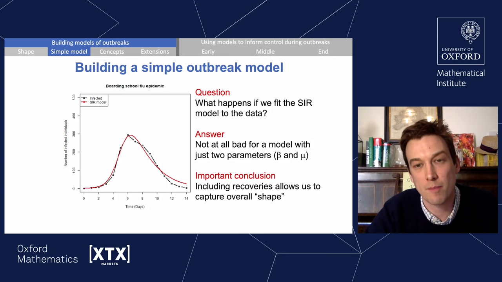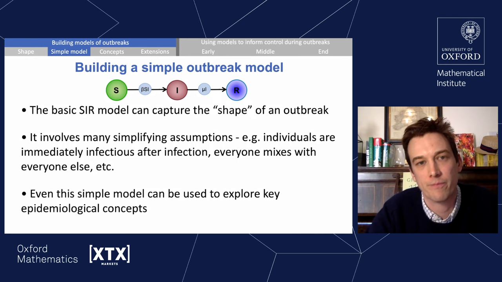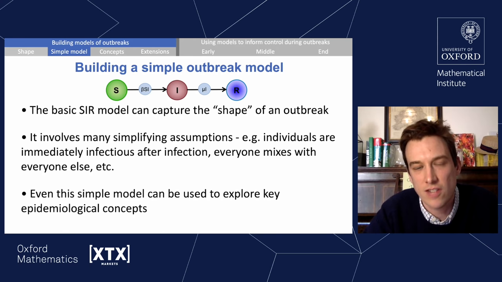So the important conclusion is that by refining this model, we started with one model, we refined it twice, and eventually we included recoveries, and that allowed us to capture the overall shape of an infectious disease outbreak. This basic SIR model is the prototypical infectious disease epidemic model. It's a very simple model and it involves many simplifying assumptions. For example, there's an assumption that an individual, as soon as they get infected, is infectious and starts infecting other individuals. That's clearly not something that's true in reality. There's also an assumption that everyone mixes with everyone else. There are lots of assumptions in this very basic outbreak model that may not be realistic. But I'm going to come back later to how we can extend this basic model to include additional realism.